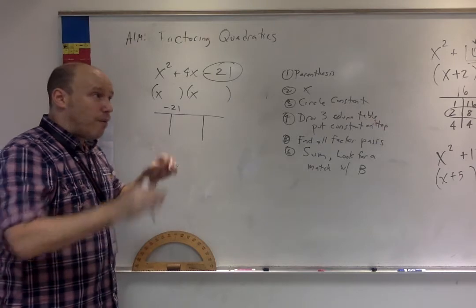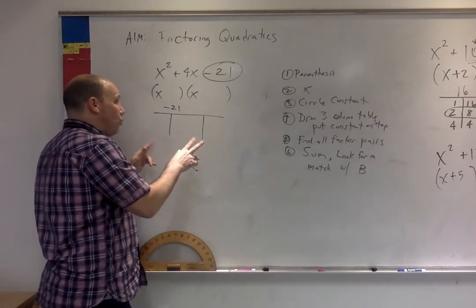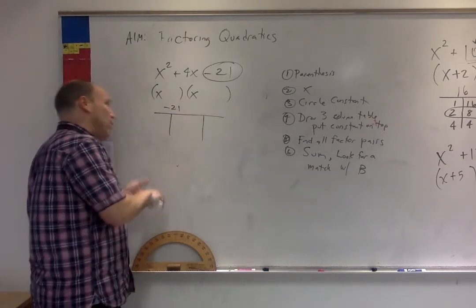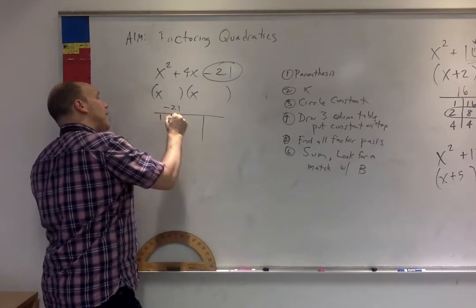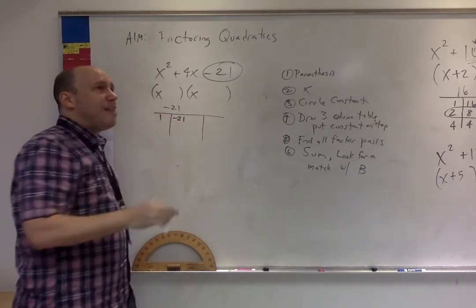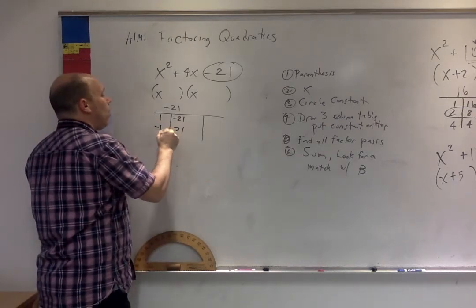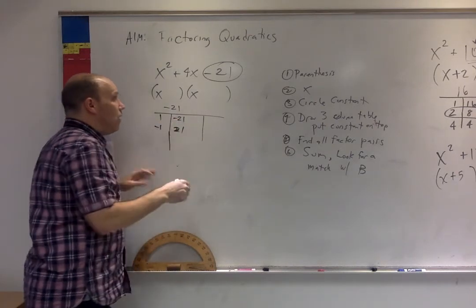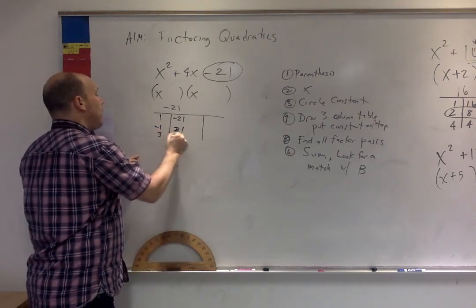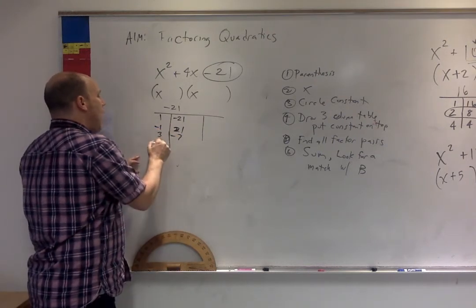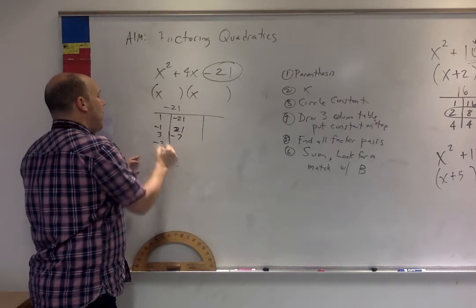Now, from the start, I would say, write the factor pairs. So you might say 1 and negative 21, but then you would say, oh, wait a minute, negative 1 and positive 21 also work. Okay, what else? Well, there's 3 and negative 7, and negative 3 and positive 7.